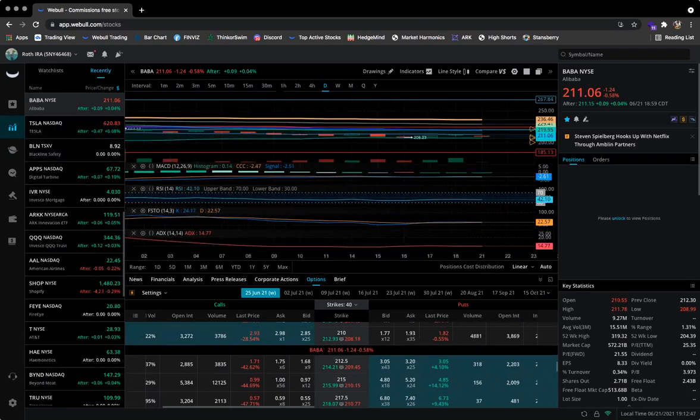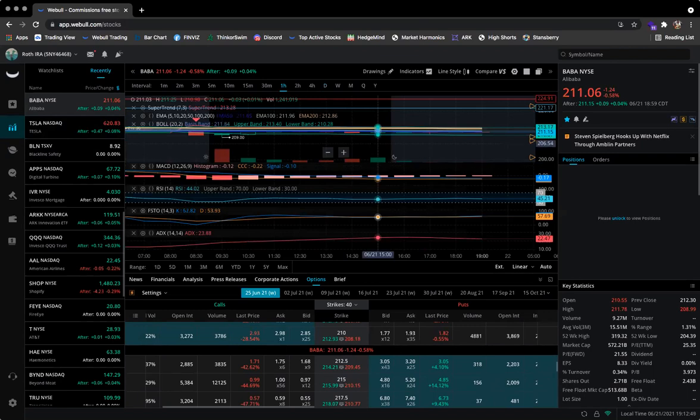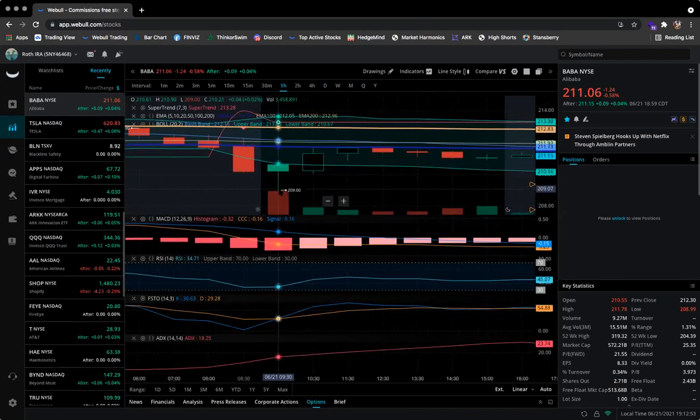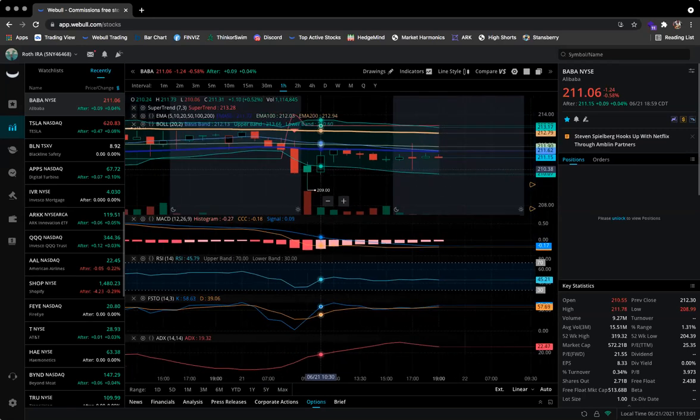So when you look at how this traded this morning, let's close this a little bit. We dropped down to 209, right? So if I can have a contract that's at the money, and I know that Alibaba has the potential to stay over 210, I'm confident in buying that contract, right?